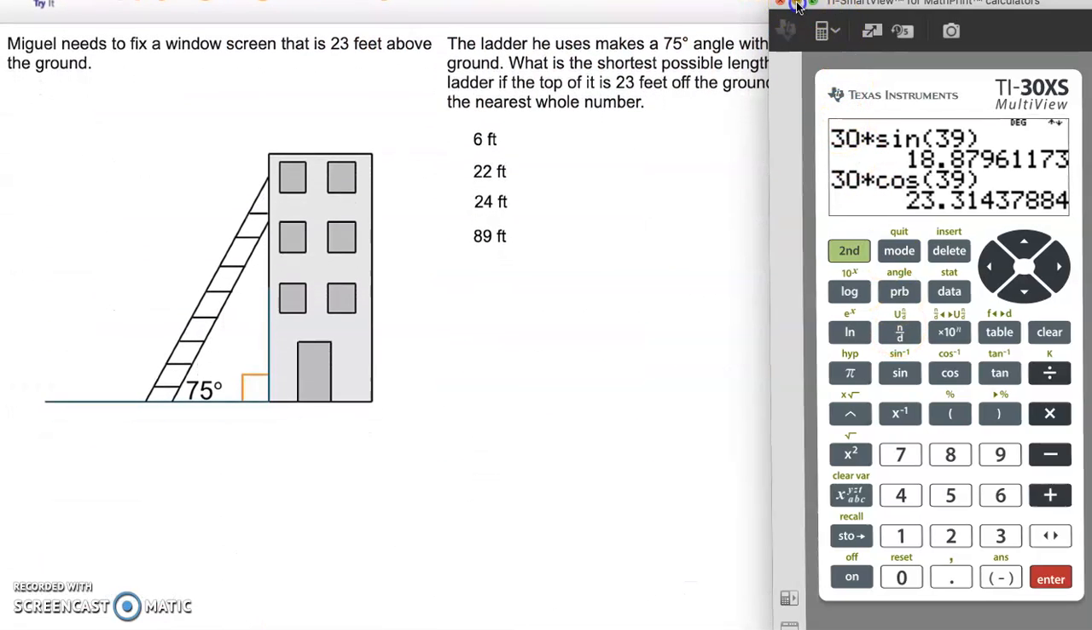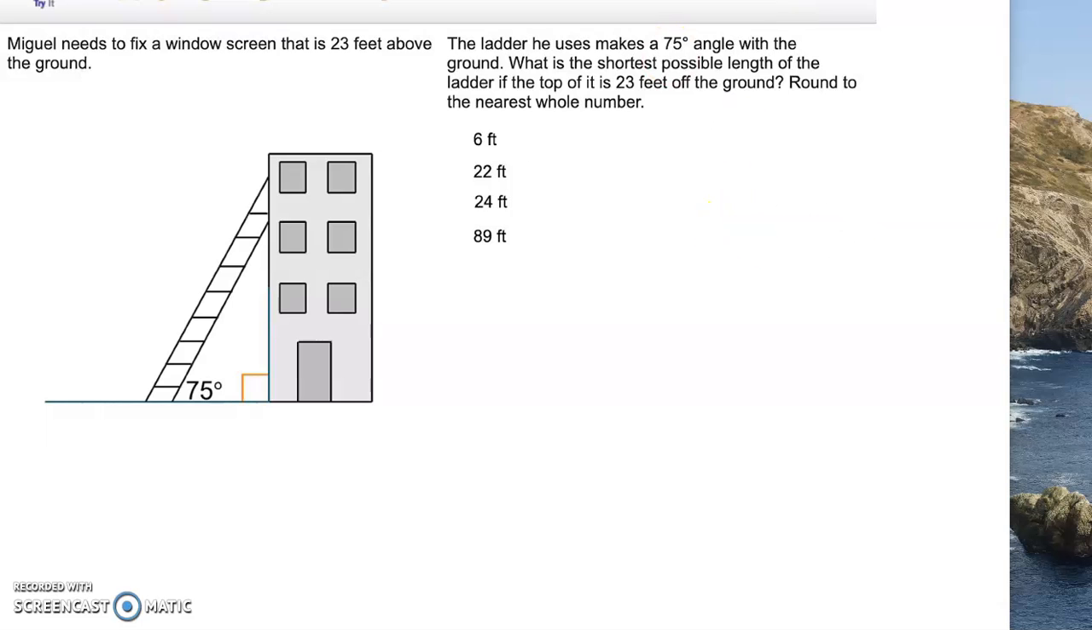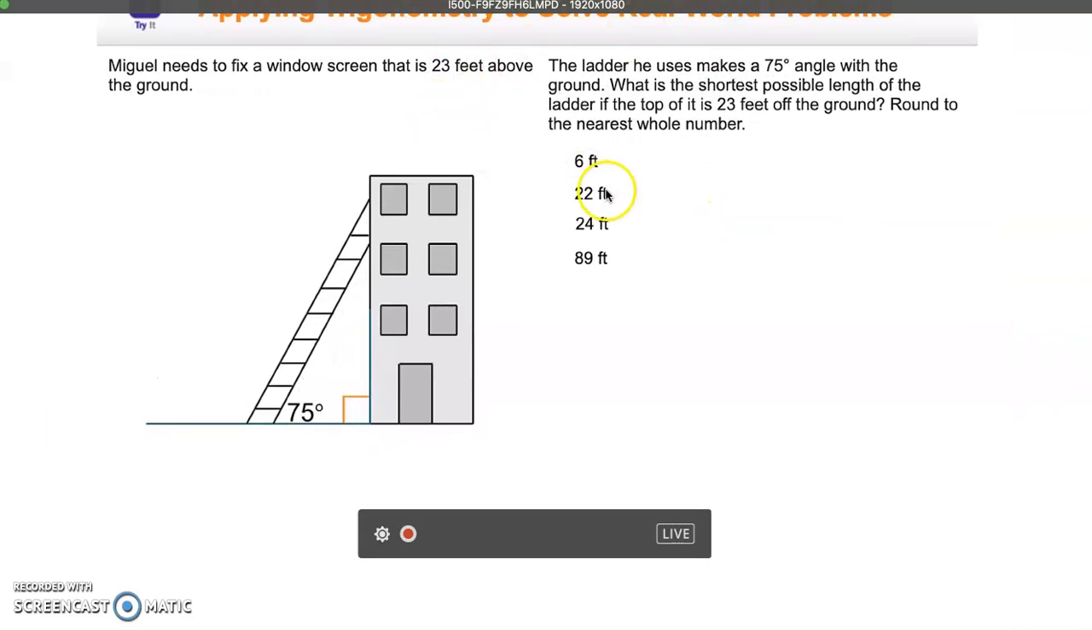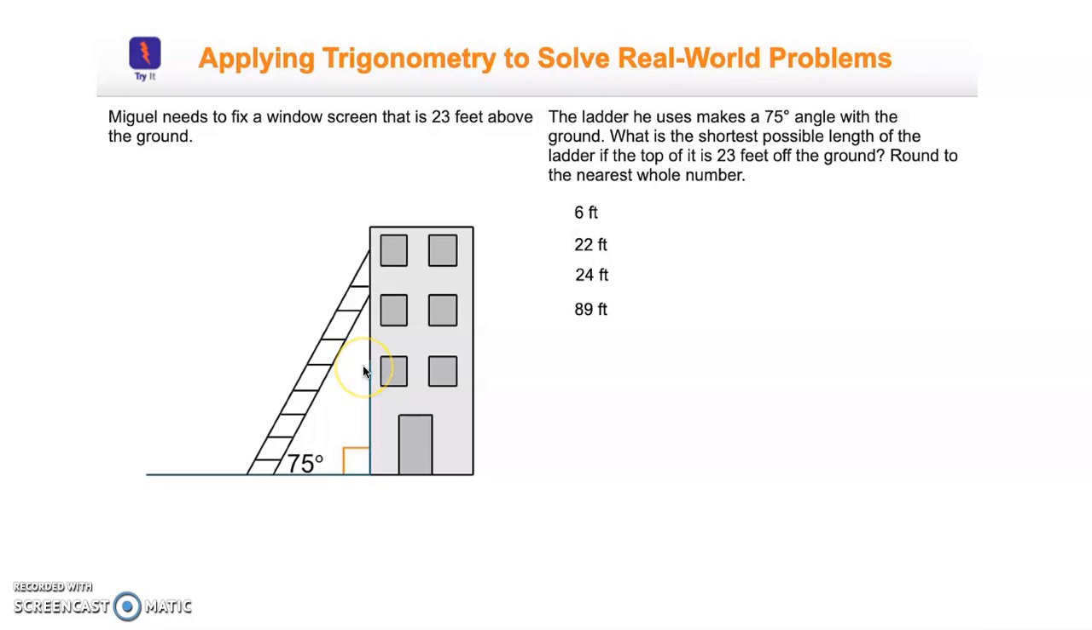So let's take a look at this problem. It says we want to fix a window that's 23 feet above the ground. So 23 feet above the ground tells us this length right here is going to be 23, and we're given an angle of 75 degrees, and we want to know the shortest possible length of the ladder. So we want to find how long this ladder is.